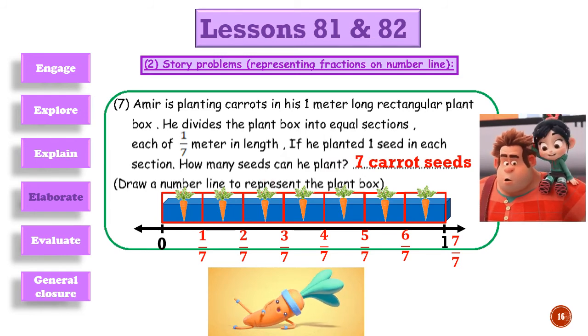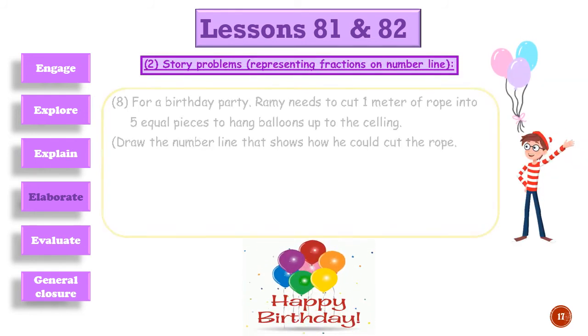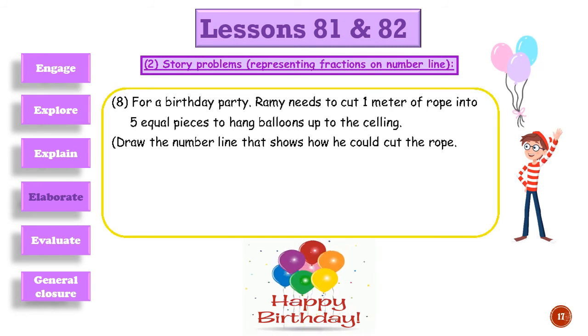Okay. Next one, number 8. For a birthday party, Rami needs to cut 1 meter of rope into 5 equal pieces. We have here the number of pieces, 5 equal pieces, to hang balloons up to the ceiling. Draw the number line that shows how he could cut the rope.